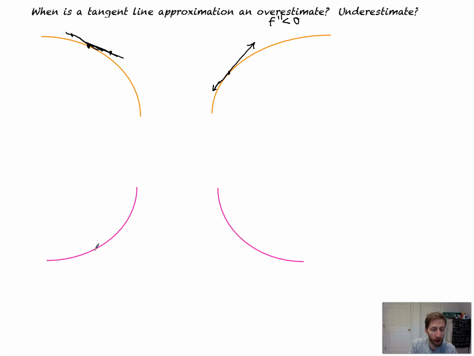When you're concave up, your tangent line approximation will be an underestimate. You can see the line and all of its points are below the curve when the curve is concave up. And it doesn't matter if you're concave up and decreasing like here, or concave up and increasing there. So when f double prime is greater than 0, it's an underestimate. Don't memorize it, see it in the drawings.